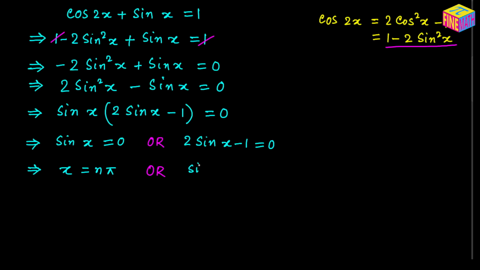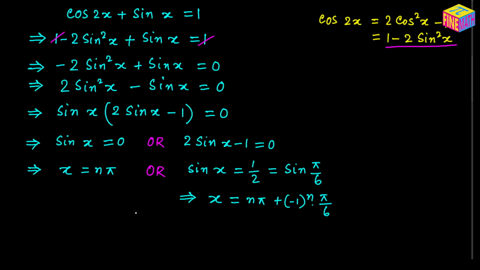From the second factor we are going to get sine of x equal to positive 1/2, which can be written as sine of 30 degrees, that is pi over 6. And then from the second one we can say that the general solution here would be x equals n times pi plus negative 1 raised to the power n times pi over 6. So our general solutions are two of them, right? So we can say x can be n times pi or n times pi plus negative 1 raised to the power n times pi over 6, where n is an integer, of course.